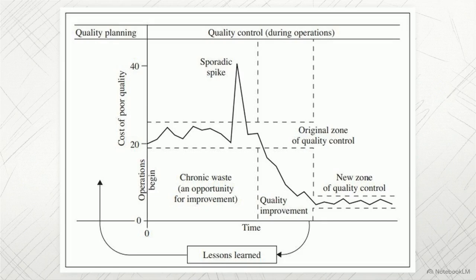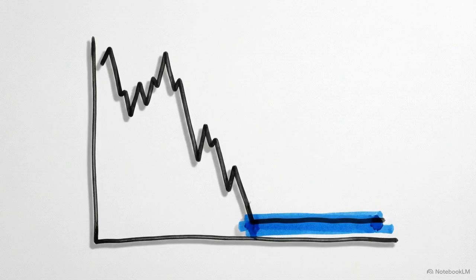This chart models Juran's approach. Look at the left side, where the cost of poor quality plateaus. This high baseline of inefficiencies, scrap and rework, often becomes accepted as a normal operating expense, which Juran labels chronic waste. When an organization initiates a targeted improvement project, you see a temporary cost spike to solve the problem. Once addressed, the baseline waste drops permanently, settling into a much lower, highly efficient zone of quality control.